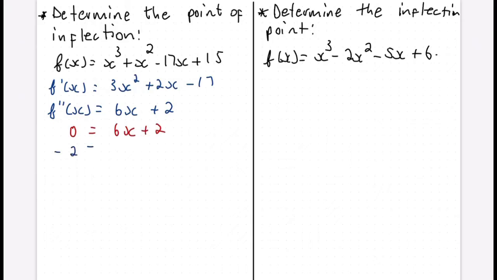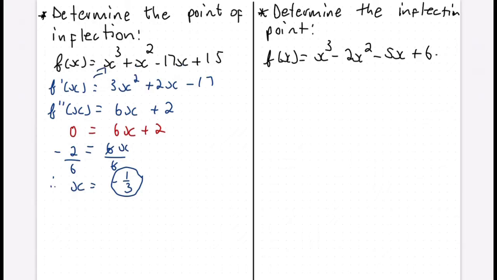We'll get that negative 2 is equal to 6x. And if I divide both sides by 6, I'd get that therefore x is negative 1 over 3. And now you have to find the y value of the point of inflection. This is the x value of the point of inflection. In order for us to find the y value, we're going to plug in the x value of negative 1 over 3 here in place of x.